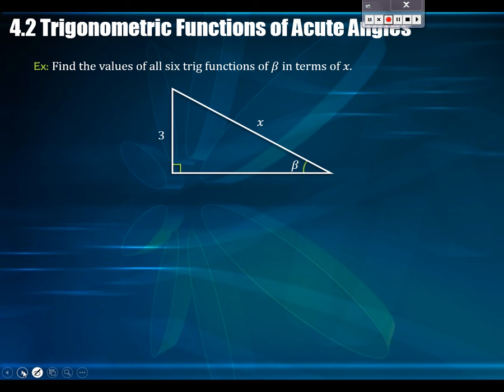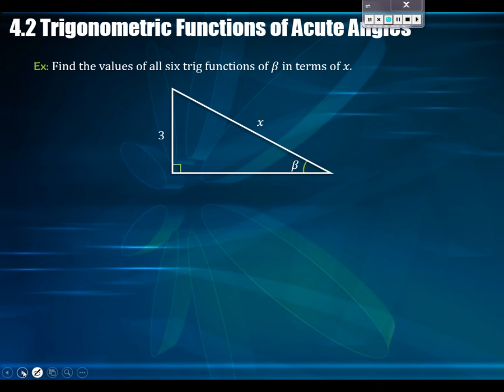All right, so here's a picture of a right triangle. I'm asking you about this angle beta. I'd like the value of all 6 trig functions. And right away, you might see a little bit of an issue, right? In the end, it's going to be in terms of x, too, isn't it? I already know maybe one trig function just by looking at this, but I'm going to need something else. What am I going to need?